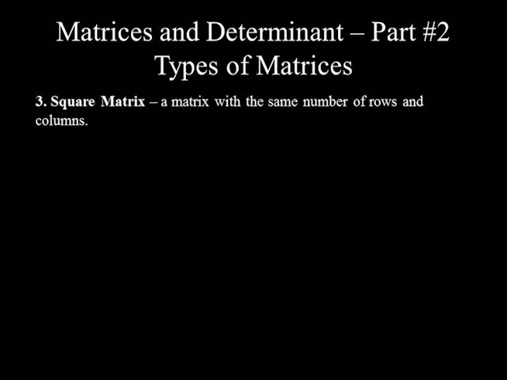The third category of matrix is a square matrix. That's a matrix with the same number of rows and columns. In other words, if the total number of rows in a given matrix is equal to the total number of columns, that matrix is called a square matrix.